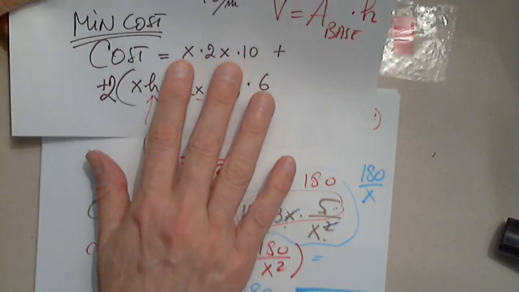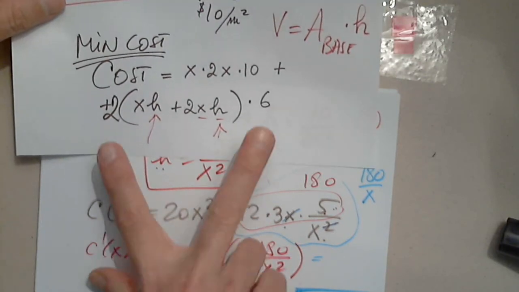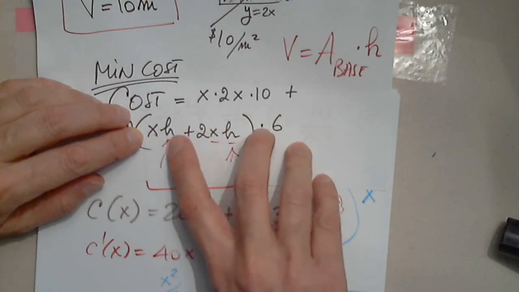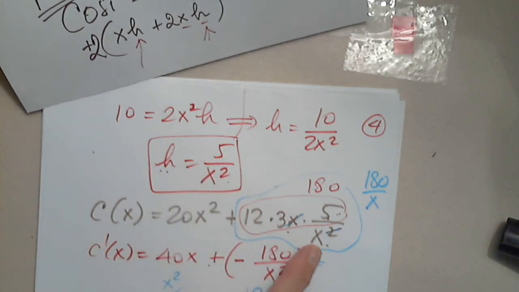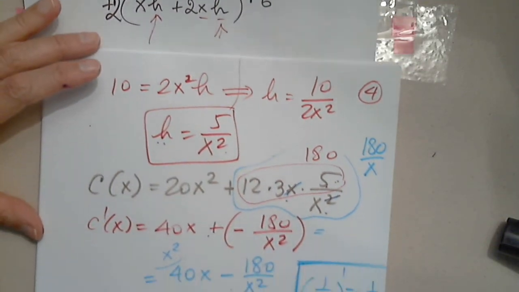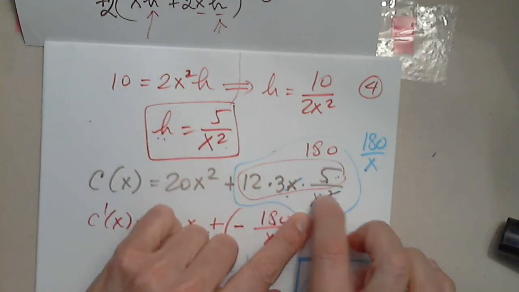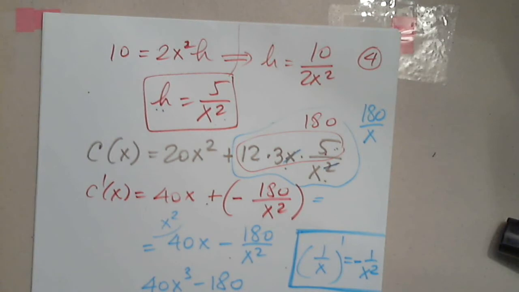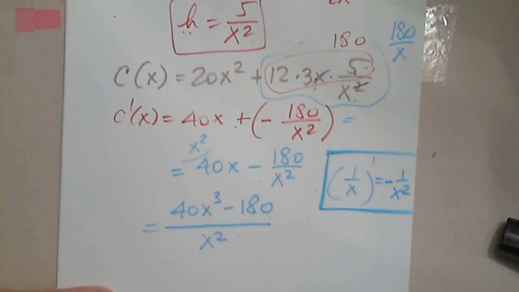And then we multiplied 2 times 10, so it's 20x squared, plus I have a 12 that I put out in front, and when you combine these, you have 3xh. So I have 3x, and h I replace by 5 over x squared. So then, again, this is 180 divided by x, because I simplify an x. When I differentiate this, I get this. When I differentiate this, I get this. And now I simplified it to the max that I possibly could, because now I have to find critical numbers.